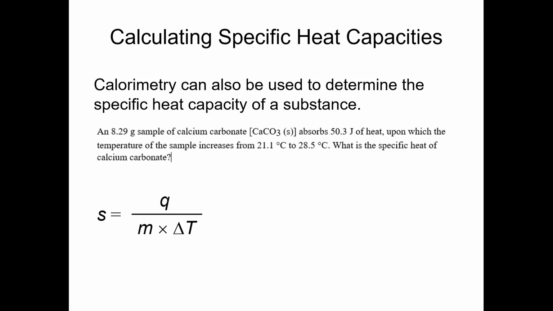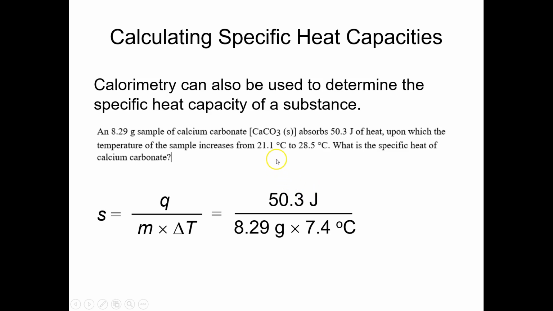Okay, well, we can rearrange this now so that we're solving for specific heat instead of solving for Q. It gives us the value for all three of these things. It says that Q, or delta H, is 50.3 joules. It says that the temperature increases from 21.1 to 28.5, so that difference is 7.4 degrees Celsius. And it gives us the mass of the sample, which is 8.29 grams, and we can calculate the specific heat of calcium carbonate to be 0.82 joules per gram degree Celsius.